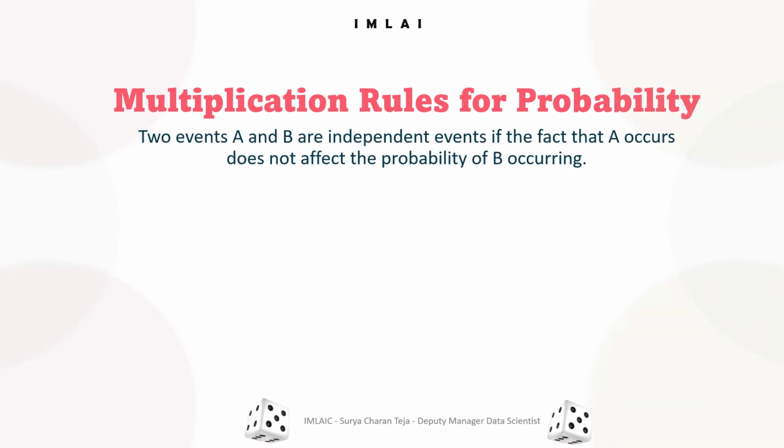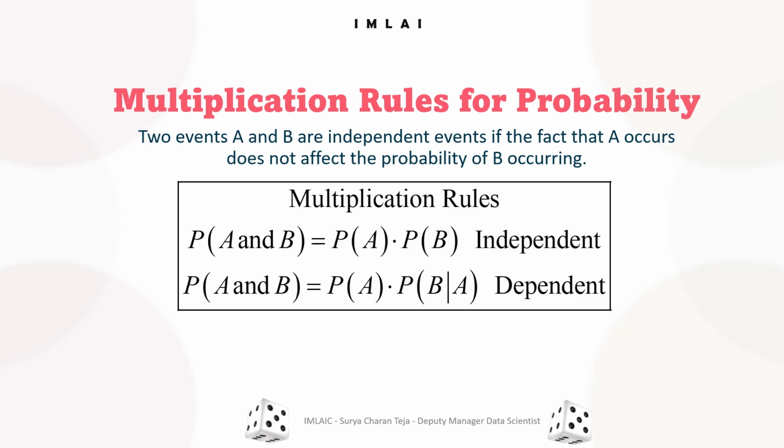One is the multiplication rule for independent events. The second one is the multiplication rule for dependent events. First we will look into the independent event. Two events A and B are independent events if the fact that A occurs does not affect the probability of B occurring. That's what we call independent. If A occurring affects the probability of B occurring, then we call it dependent.